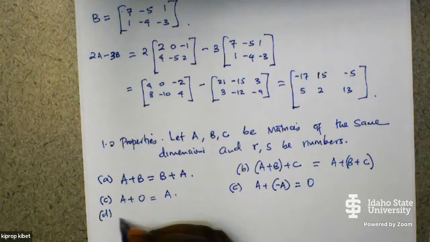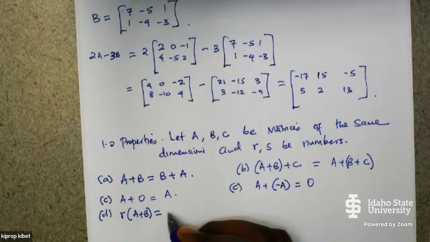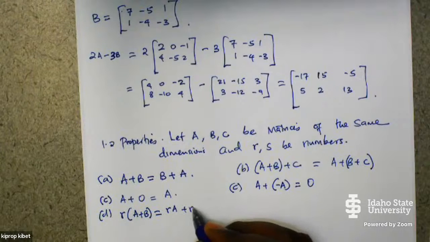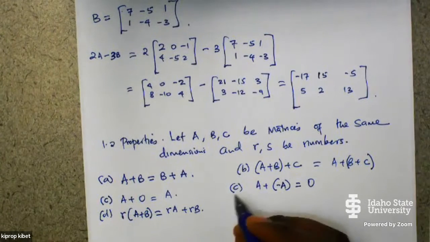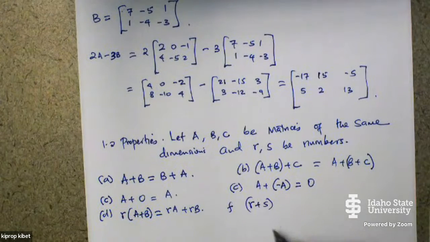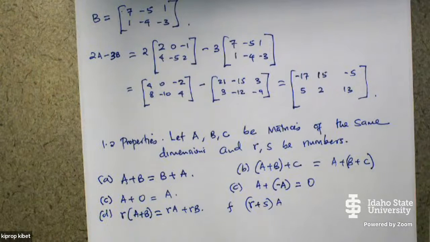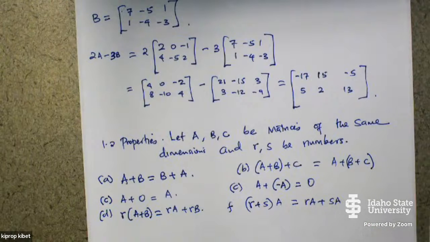Number D, if we multiply R by A plus B, it is the same as distributing R in A plus R in B, distributing R in each one of them first, and then add. Then number F, if you have the two numbers R and S and you multiply by a matrix, you can add the two numbers and then multiply by the matrix, or you can distribute the matrix over each one of those numbers, and then add.